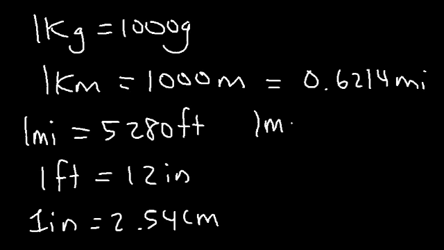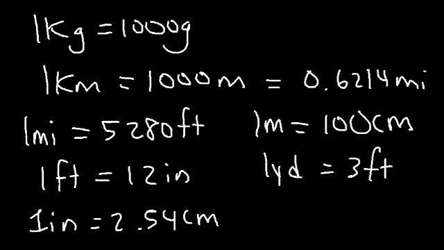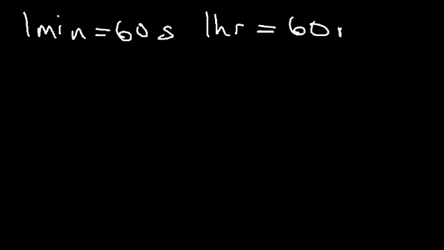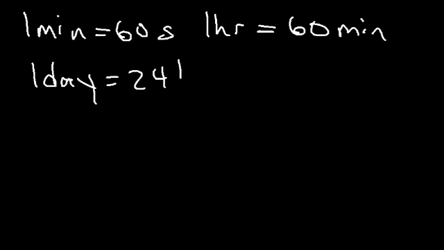And 1 meter is 100 centimeters. 1 yard equals 3 feet. And 1 angstrom is about 1 times 10 to the negative 10 meters. Okay, so now let's move on to units of time. You know, 1 minute equals 60 seconds. And in 1 hour, there's 60 minutes. In 1 day, there's 24 hours. And in 1 year, 365 days.